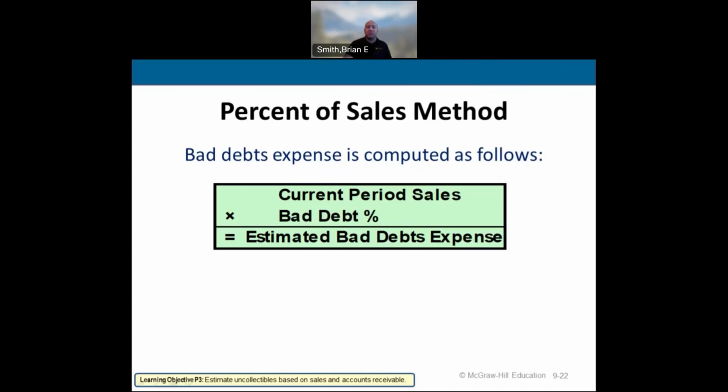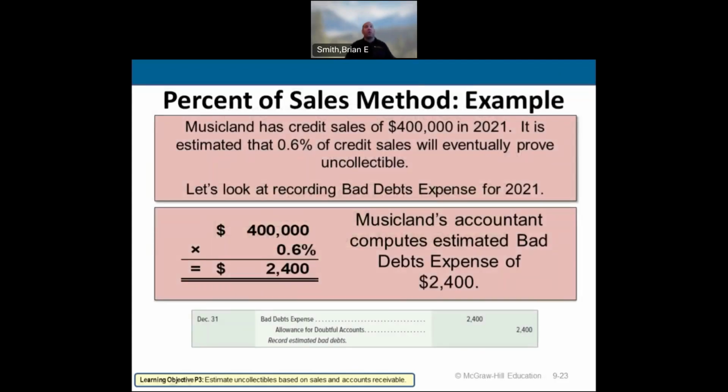Okay, you're not going to take the percentage of bad debt off of cash sales, because they are never going to go bad. Cash sales are never going to go bad because you've already received the cash. So you're only going to do this off of the current period credit sales, multiplied by the bad debt percent we expect to happen, and that's simply our bad debt expense. Super easy. We got $400,000 of credit sales. See, here it corrects itself. It says credit sales. Okay, that's what we're looking for.